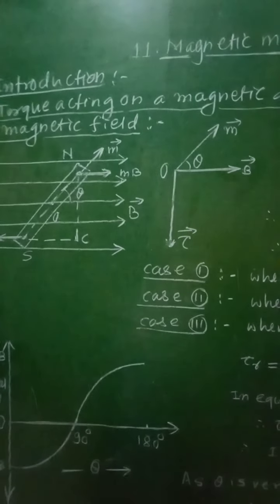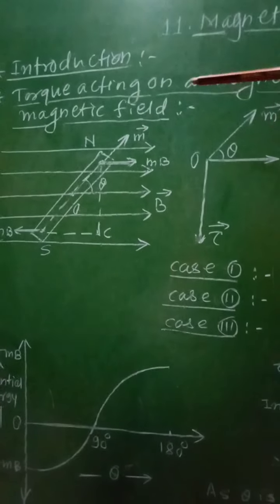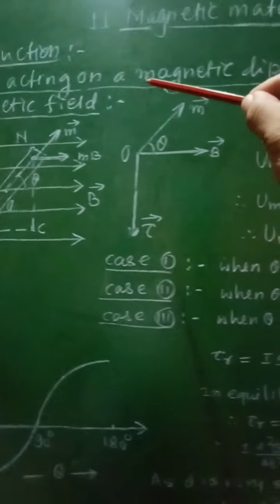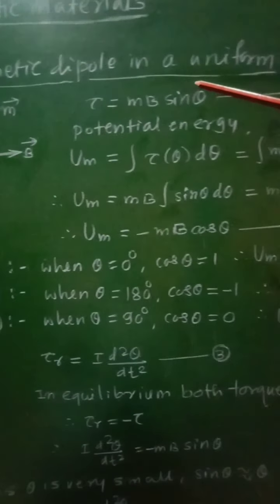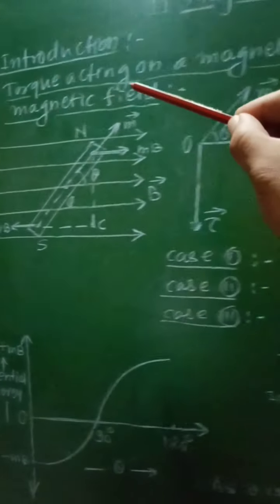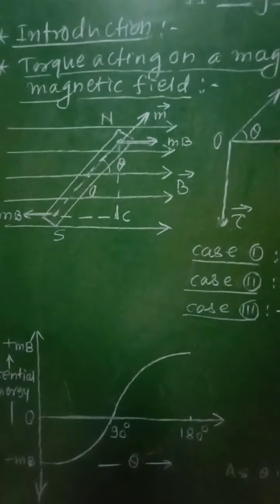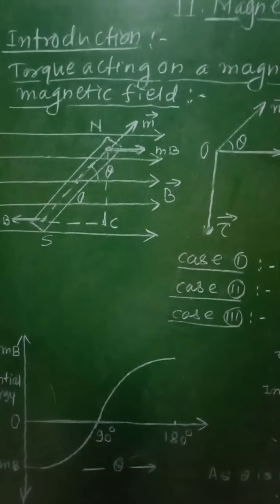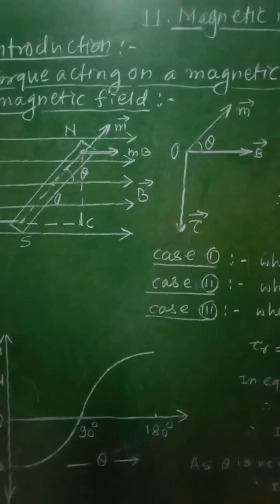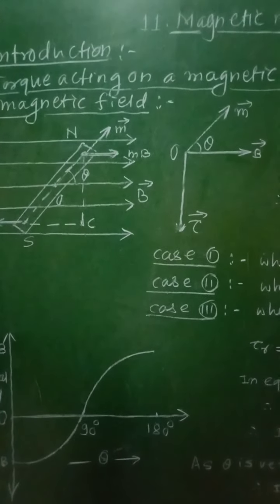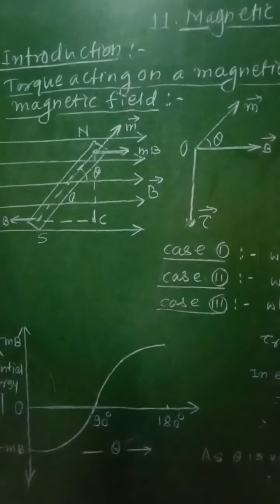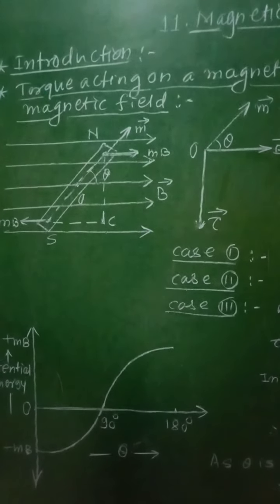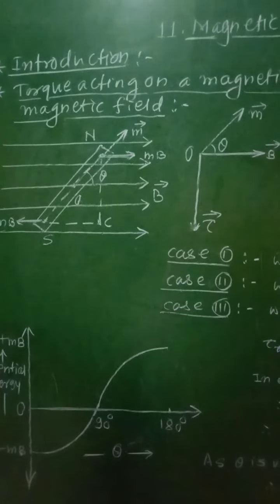So, let us see the very first point from this chapter, that is torque acting on a magnetic dipole in a uniform magnetic field. So, if you consider a uniform magnetic field and if any bar magnet, that is magnetic dipole, is placed into it, then that bar magnet will be acted upon by the torque.